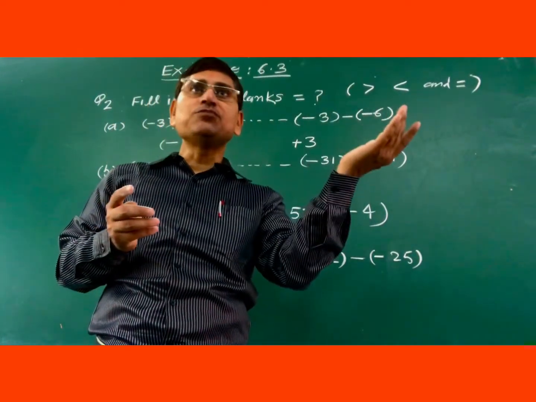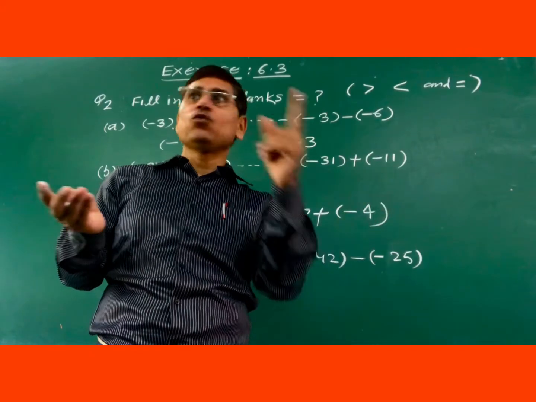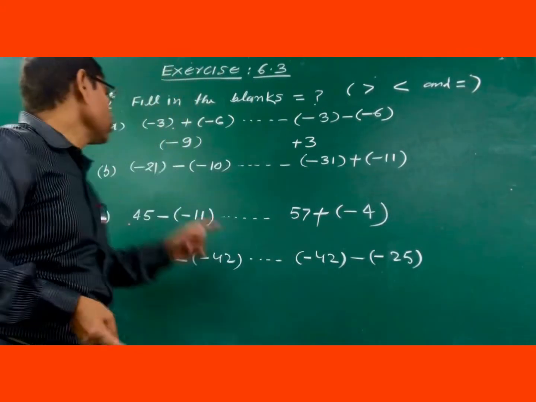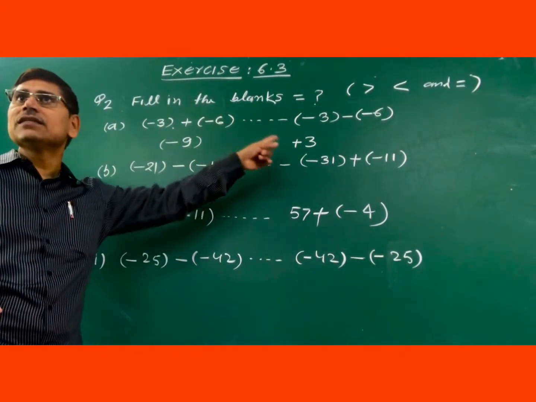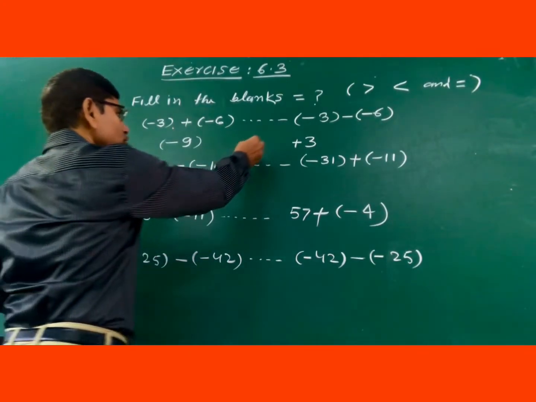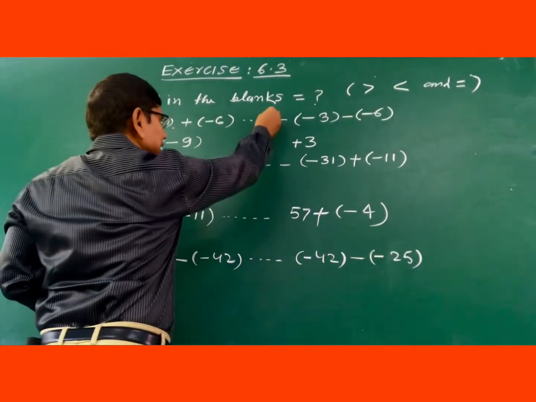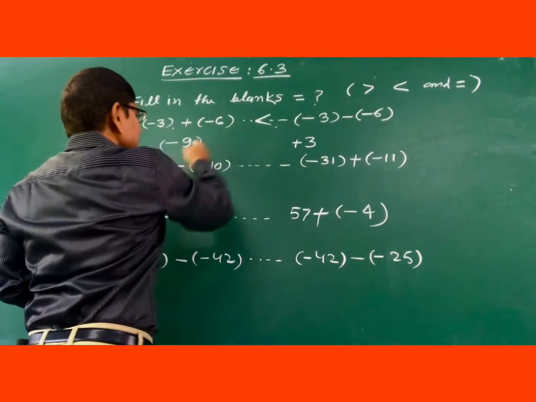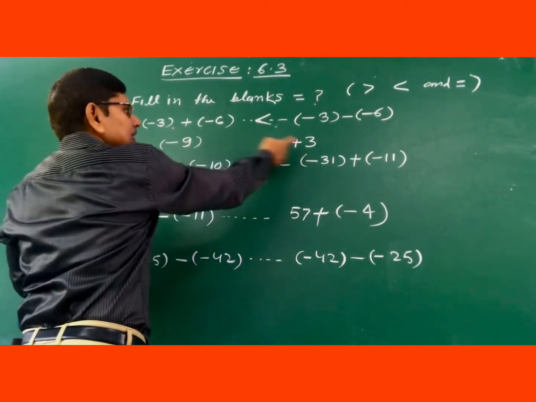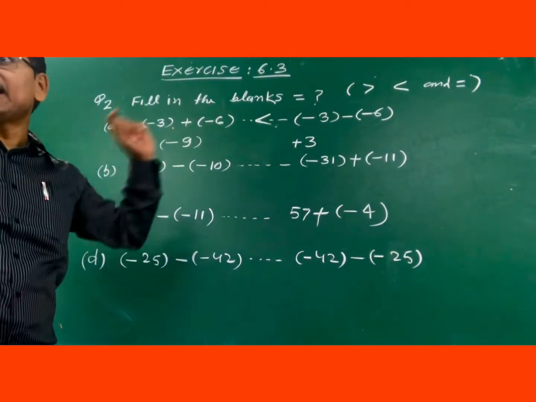1 and minus 50, which one is greater? 1 is greater. Okay, so which one is greater here? 3. It means you will mark this sign, that is less. Minus 9 is less than 3. So this is the answer.